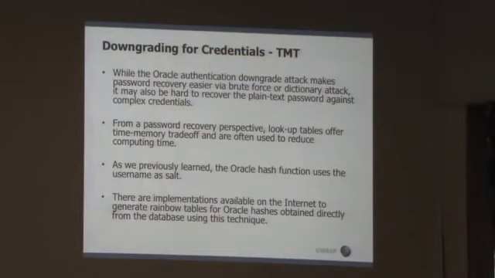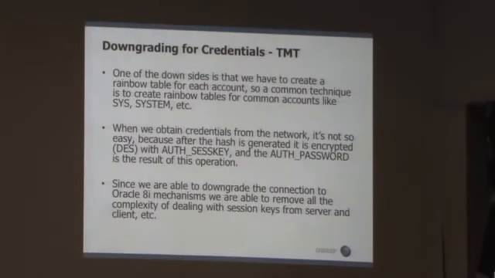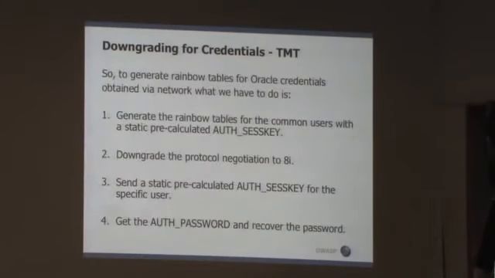Now we have another point that is interesting. Since we are able to downgrade to a weak format, a weak algorithm like Data Encryption Standard, we are able to apply the famous rainbow table attacks. How does it work? Basically, it's the following. The hash authentication is salted with the username. So to create the rainbow tables, basically, they have to be focused on some specific users.